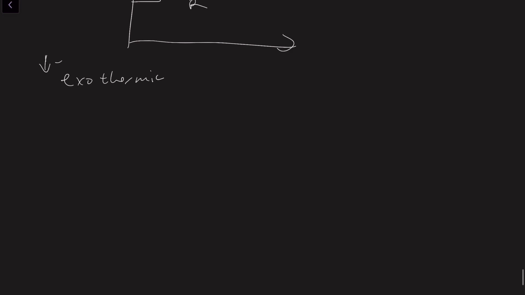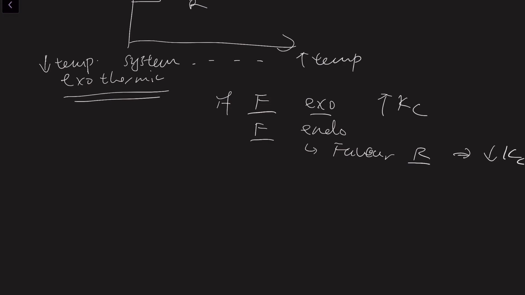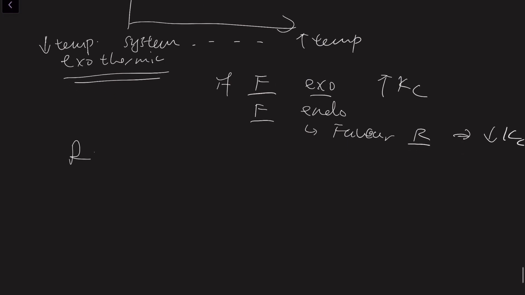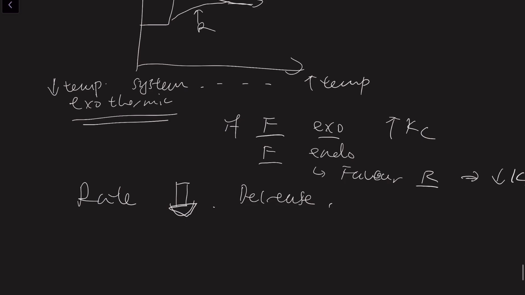So if you are decreasing the temperature, the system wants to increase the temperature. So it likes exothermic reaction. So if the forward reaction is exothermic, then you are increasing the Kc. If the forward reaction is endothermic, then you favor the reverse. This decreases Kc. And regardless of what happens, the rate would decrease, because you are lowering the temperature. So these two concepts, the rate and extent of reaction, are completely unrelated. I want to emphasize this point again.